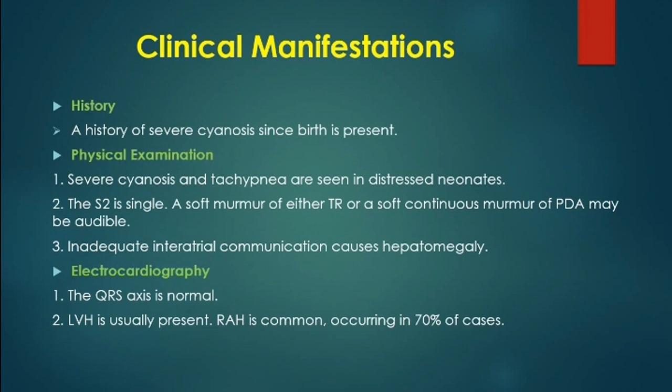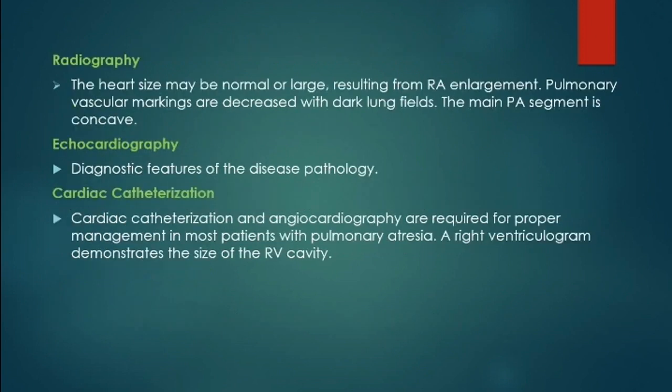ECG shows a normal QRS axis, left ventricular hypertrophy, and possibly right atrial hypertrophy. The heart size is usually normal. However, there may be right atrial enlargement. Pulmonary vasculature is usually diminished. Echocardiography is characteristic for disease pathology. Cardiac catheterization may be required for patients with pulmonary atresia to show the right ventricular cavity.